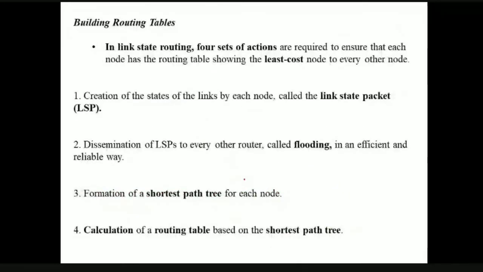Now, how are we going to build the routing tables? Here, the routing tables are built based upon four actions. What are those four actions? The first thing is the creation of the state of the link by each node, called the link state packet, LSP. So in the first step, we are going to create, or get to know, the state of the link from each node. These packets are called link state packets. That is, the packets which carry information about the other nodes are called link state packets.